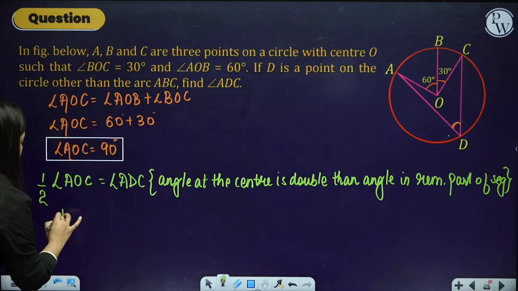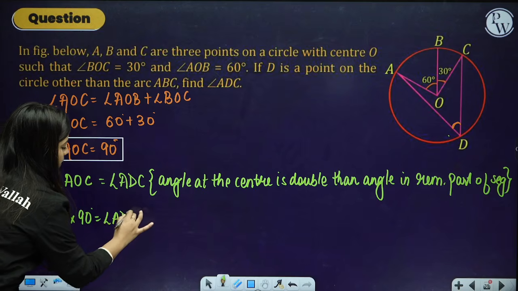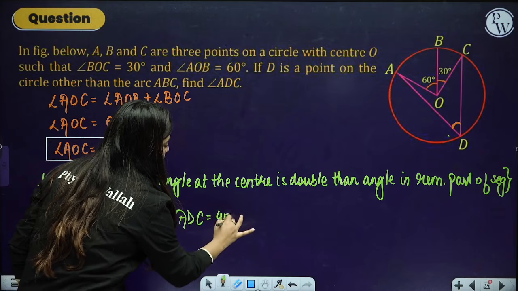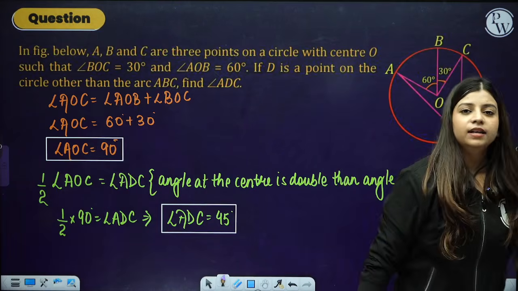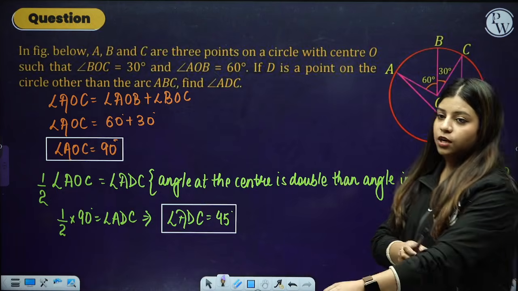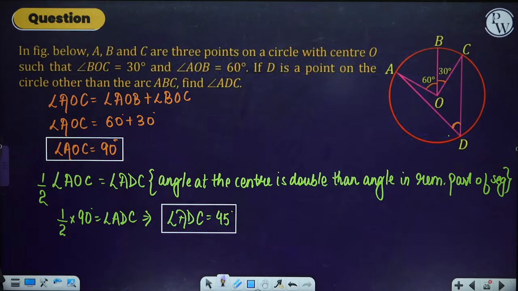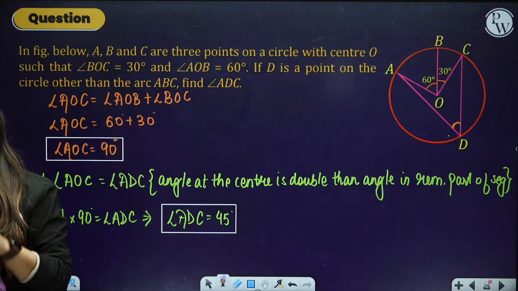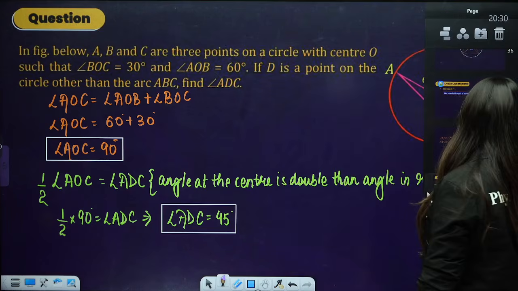So basically half of 90 is equivalent to angle ADC. So from here we can say that angle ADC is equivalent to 45 degree. I hope that this question is clear with all, right? In any question, if you face any trouble, feel free to comment it down and ask me, right? Okay. Now let's move forward.